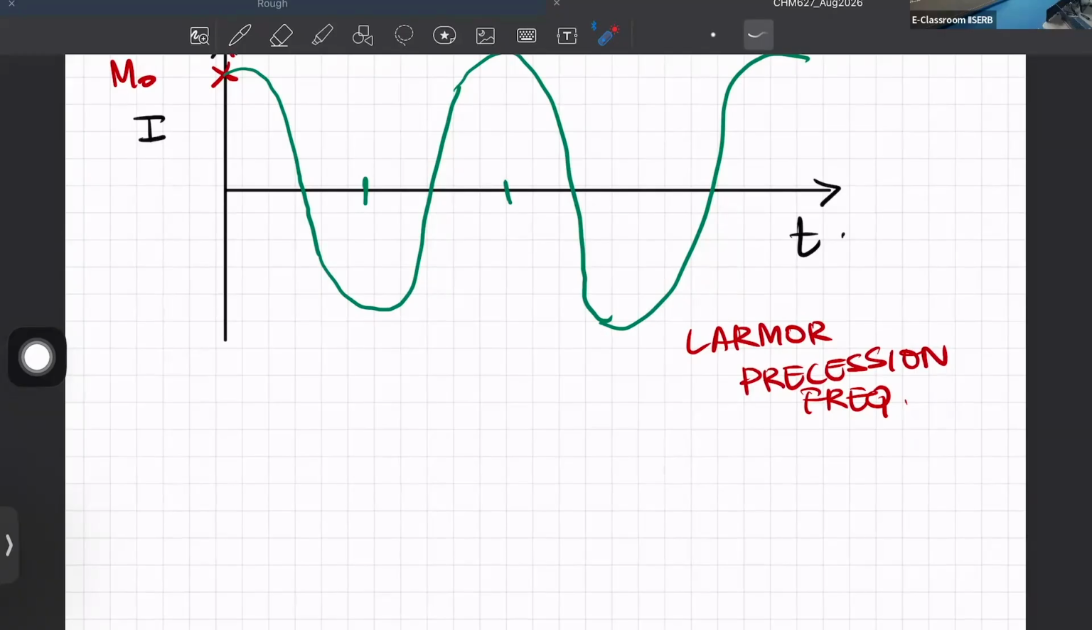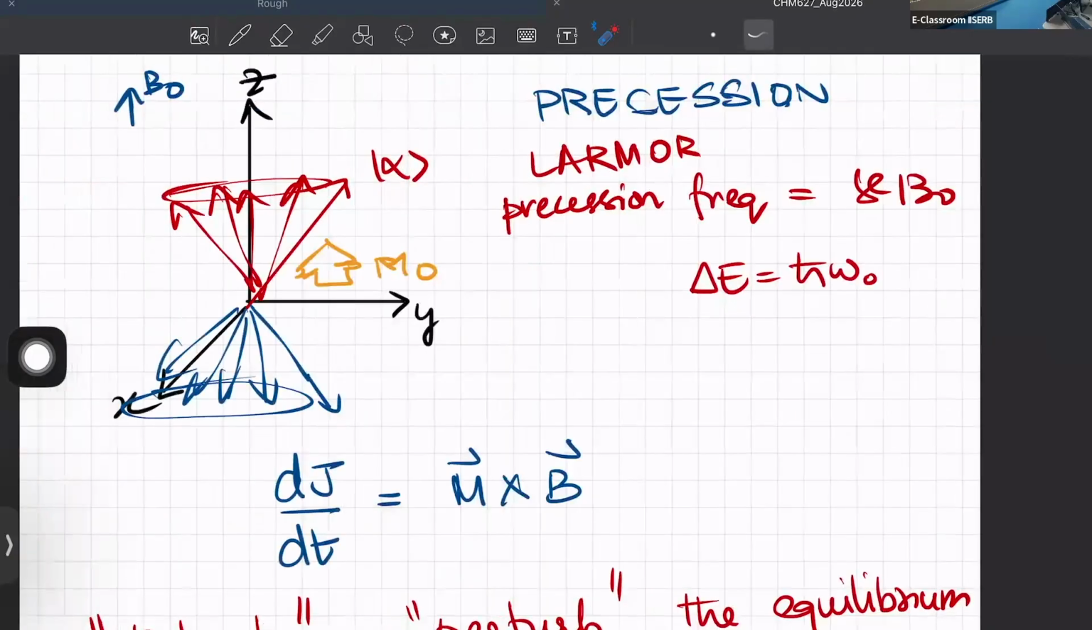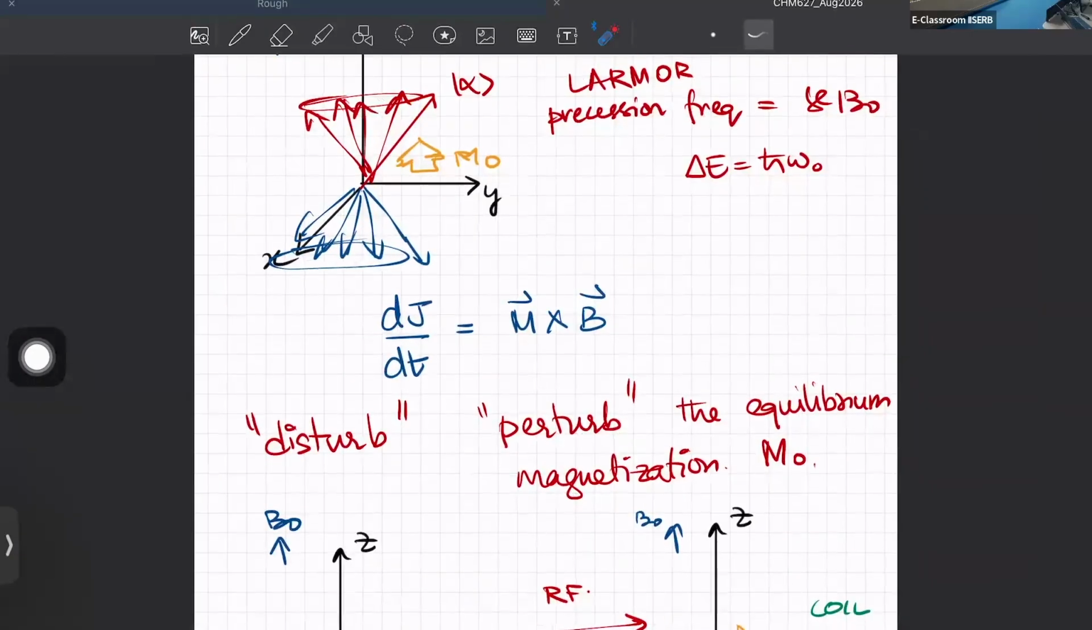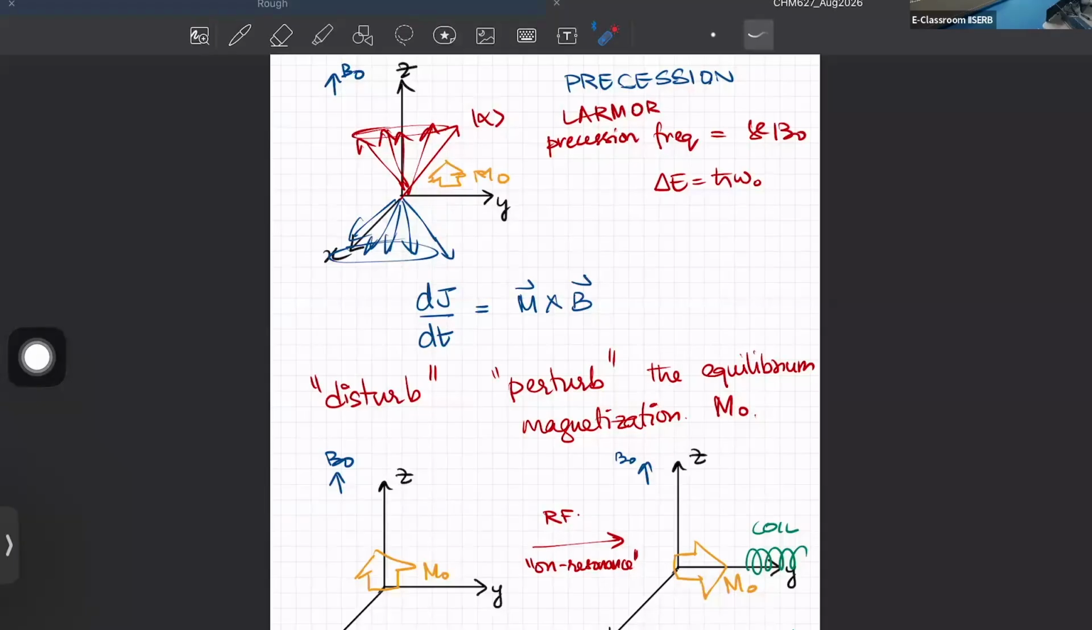Make sense? Now, the important aspect that we have to go back and understand a little bit further is that you have generated something called a non-equilibrium condition. If you let things be, the classical magnet likes itself to be parallel to the B naught. But you've now created a condition where the magnetization is not parallel to the B naught and it's actually perpendicular.